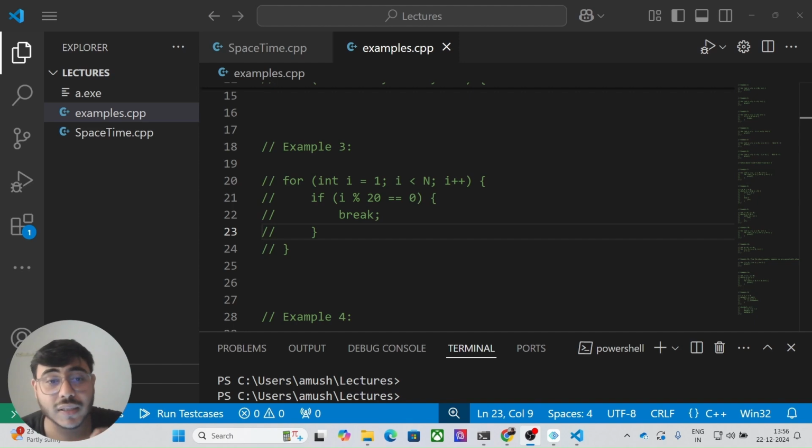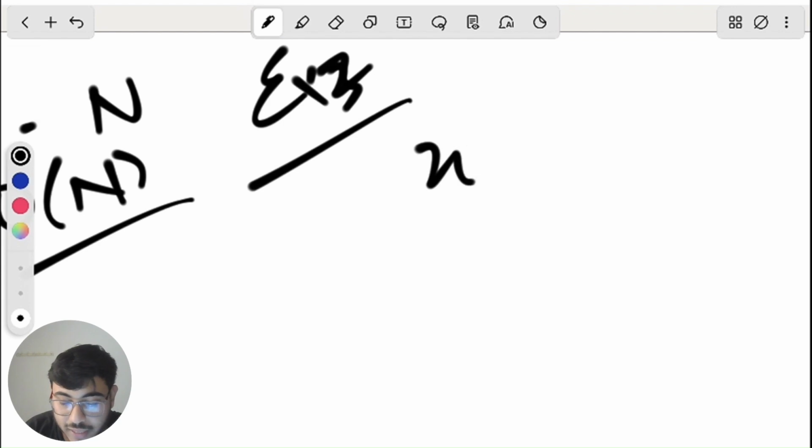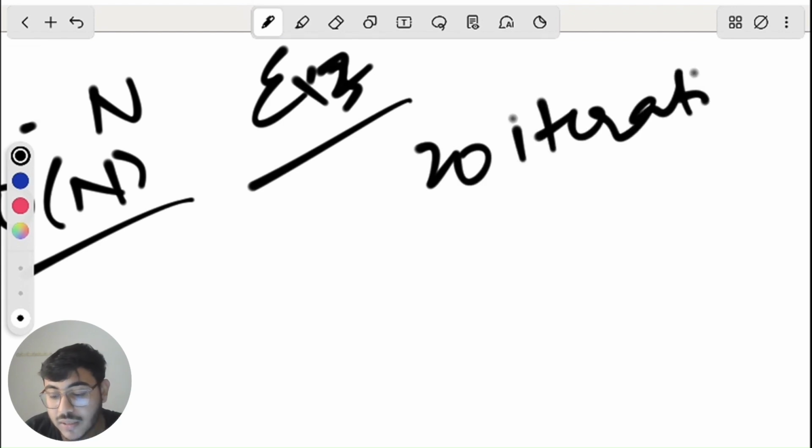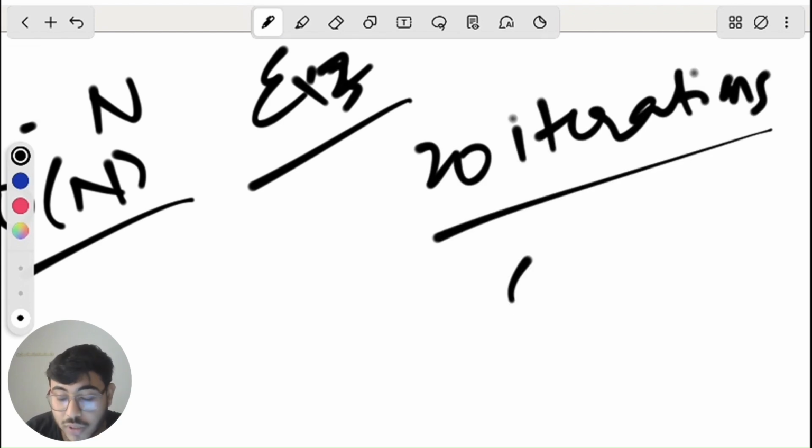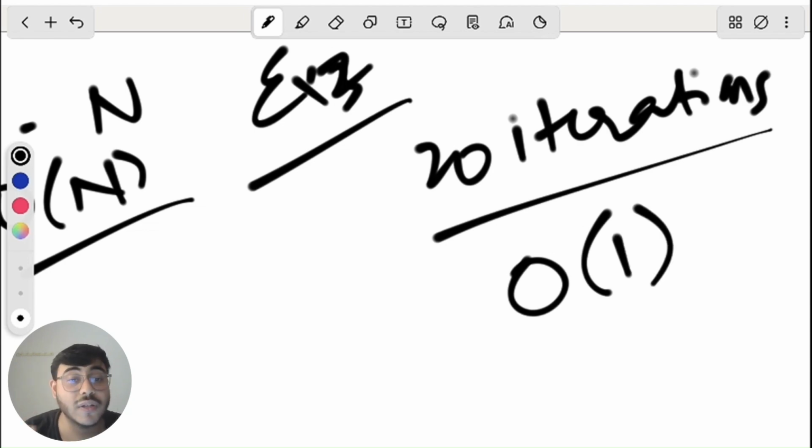A lot of people might not see the if condition and they would blindly say it's order n, but it's not order n. If you start your loop from 1, your loop will stop as soon as the value of i reaches 20. As soon as i becomes 20, your loop will stop. This means that regardless of the value of n, your loop will always stop after 20 iterations. This means the time complexity of this piece of code is order 1, because regardless of the value of n, your loop is only working for 20 steps.